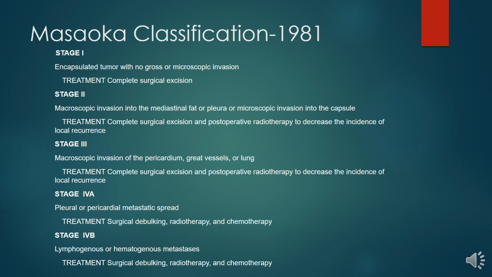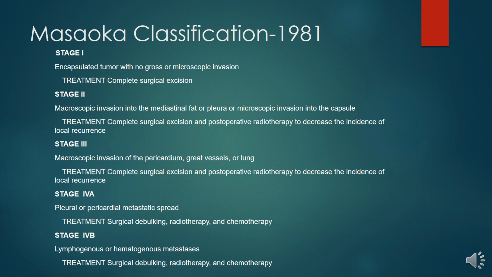So, Masaoka classification shows stage 1 is an encapsulated tumor with no gross microscopic invasion. Treatment is complete surgical resection. Stage 2 is macroscopic invasion of the mediastinal fat or pleura with microscopic invasion into the capsule. Treatment is complete surgical excision and postoperative radiotherapy to decrease the incidence of local recurrence. Stage 3 is microscopic invasion of the pericardium, great vessels, or lung. Treatment is complete surgical excision and postoperative radiotherapy to decrease the incidence of the local recurrence.